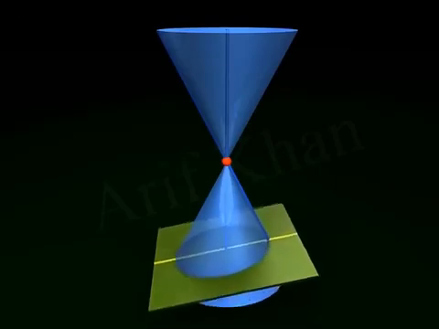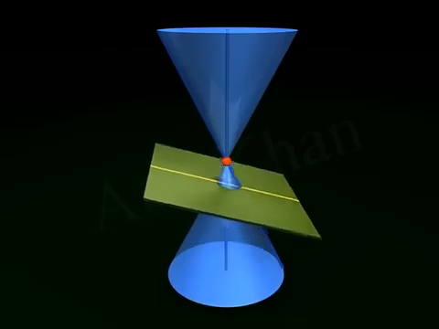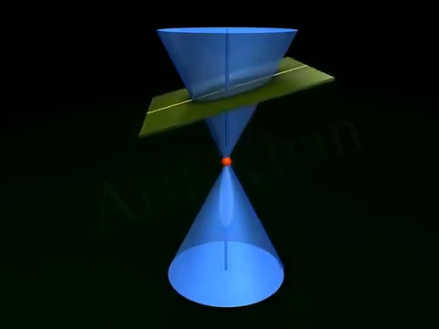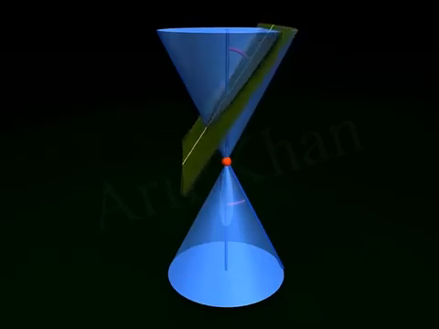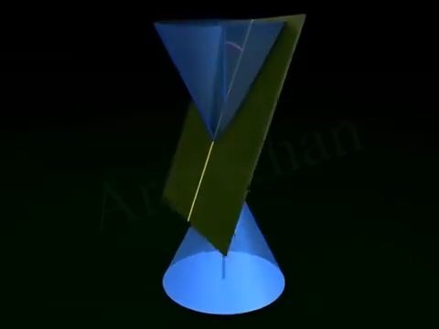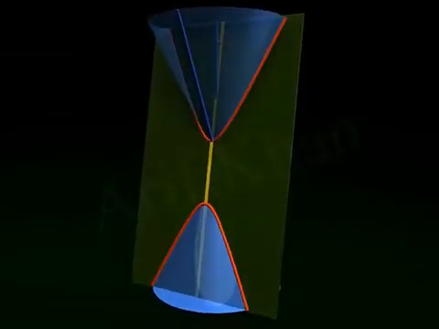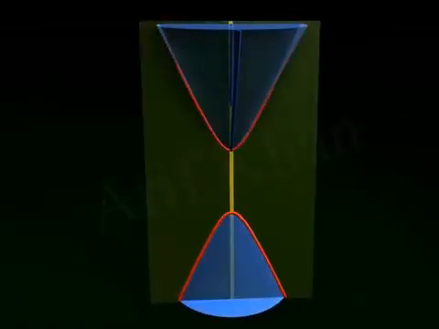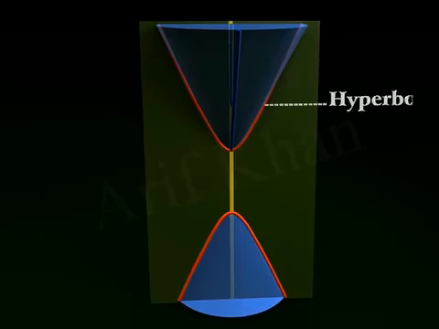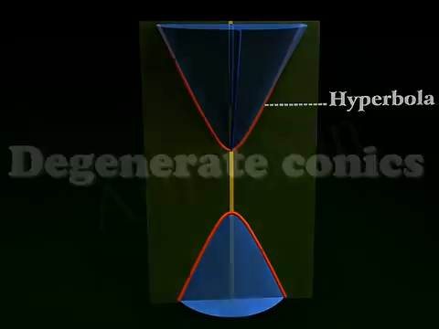The plane intersects only one nap of the double right circular cone as long as the angle between the plane and the vertical axis is greater than or equal to the vertex angle. However, if the plane intersects the vertical axis at an angle smaller than the vertex angle, the plane intersects both the naps of the cone to form an open curve called a hyperbola, which has two disjoint curves.